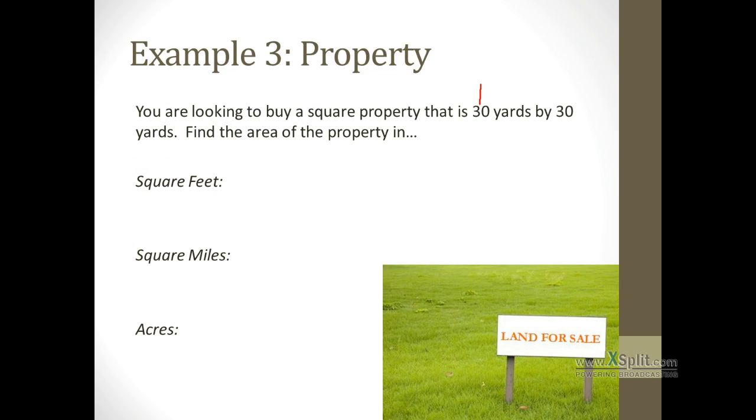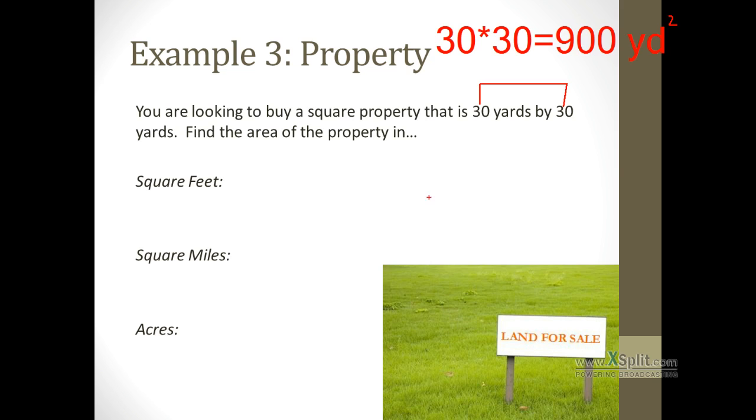So here's what we're going to do. Right away, it's a square, it's 30 by 30, so I'm going to say that's 30 times 30, which equals 900 yards squared. Alright, 900 yards squared is the amount of property that you're wanting to buy.